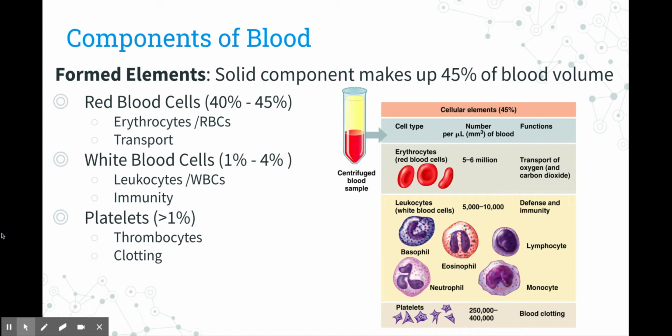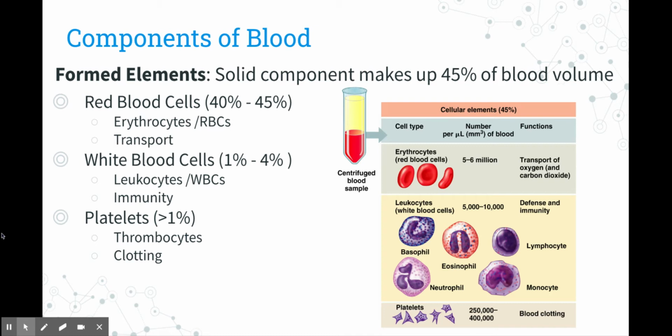The white blood cells, also called leukocytes or WBCs, have a function in immunity and make up a small proportion, between 1 and 4%. The number of white blood cells changes. If you have an infection, a doctor would expect to find a higher white blood cell count in your body. And if you're healthy, no infection or other issues, then the white blood cell count would be much lower.